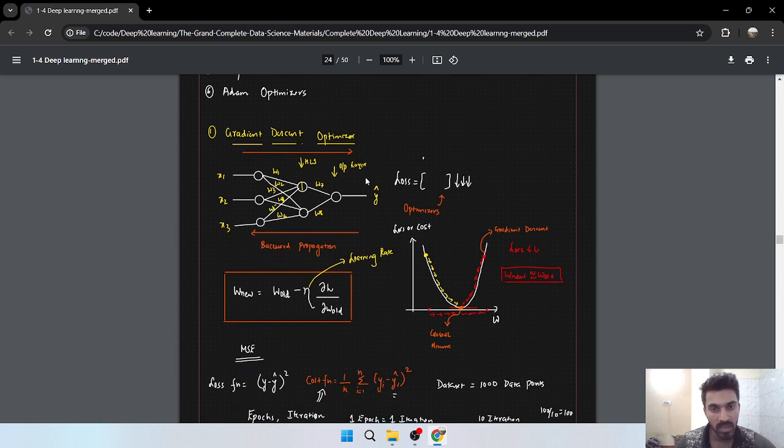We already know that gradient descent uses a loss function of RMSE. Basically it's not RMSE, it's MSE, mean squared error. So the loss function will look like the summation of (y_i minus ŷ_i) whole squared. The formula to update the weight is basically W equals W minus eta into the differentiation of the loss function with respect to W.